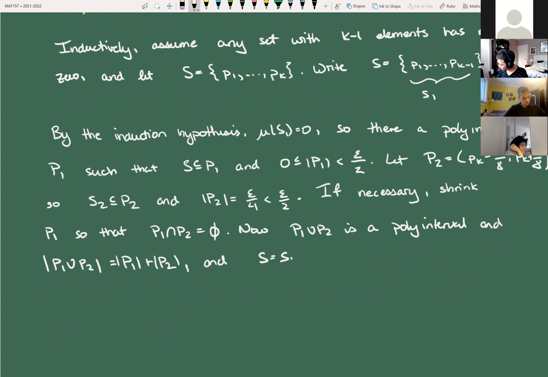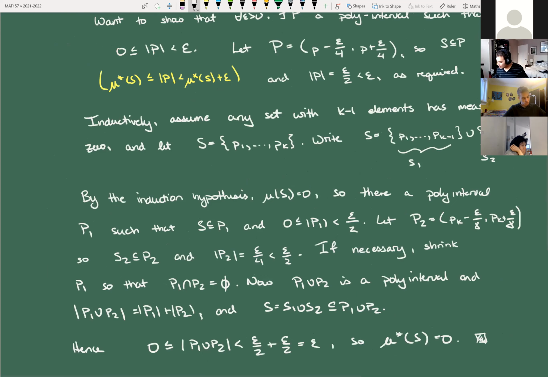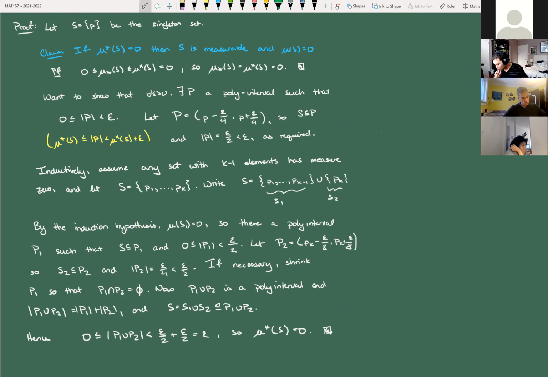And S equals S1 union S2 is contained in P1 union P2. Hence, we have 0 is less than or equal to the length of P1 union P2, which is less than epsilon over 2 plus epsilon over 2 equals epsilon. So the measure of S is 0. And so we're done, right? Because again, by the blue claim that was above, we only need to show the outer measure is 0. And if we do that, boom, we're done.